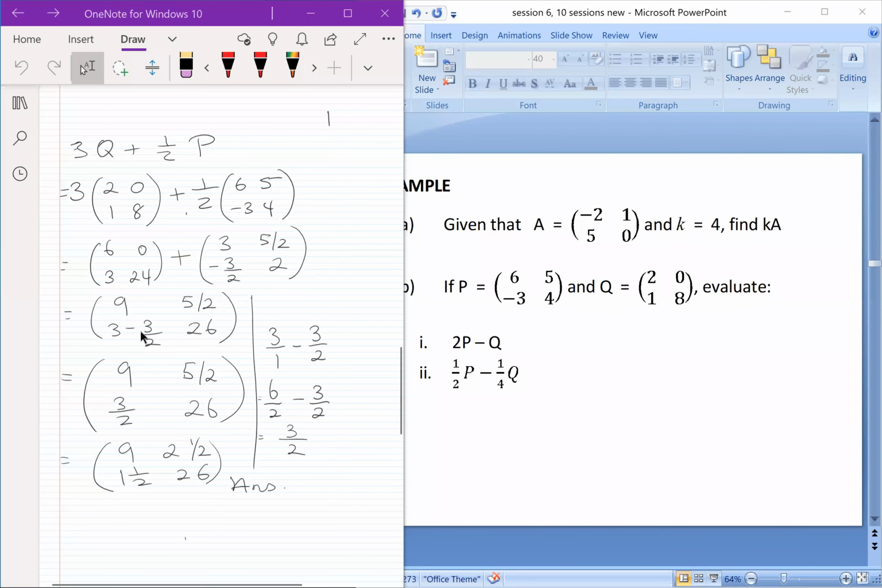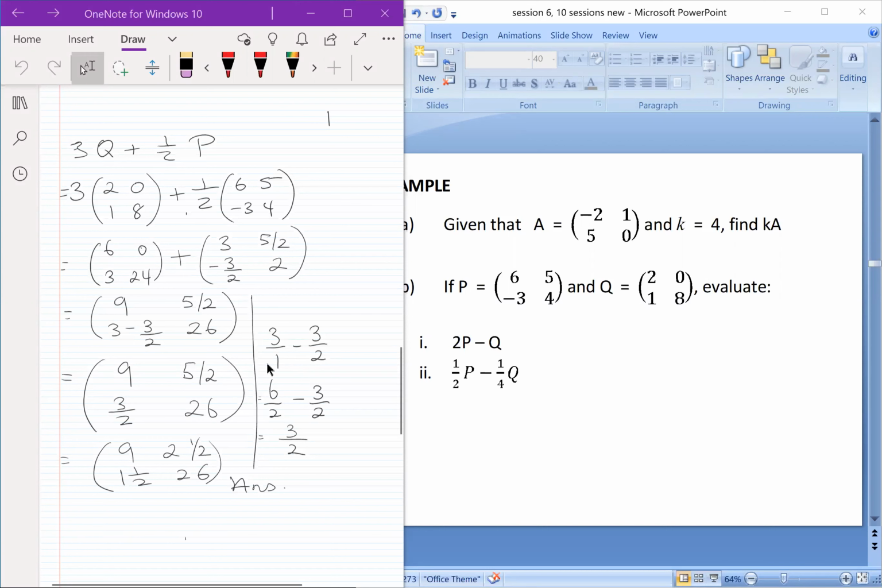Well, let's do 3 minus 3 over 2 here. We put the 3 over 1. You could do the LCM, or you could notice that 3 over 1 is the same thing as 6 over 2. It's called equivalent fractions. So what I did was multiply the top and the bottom here by 2.